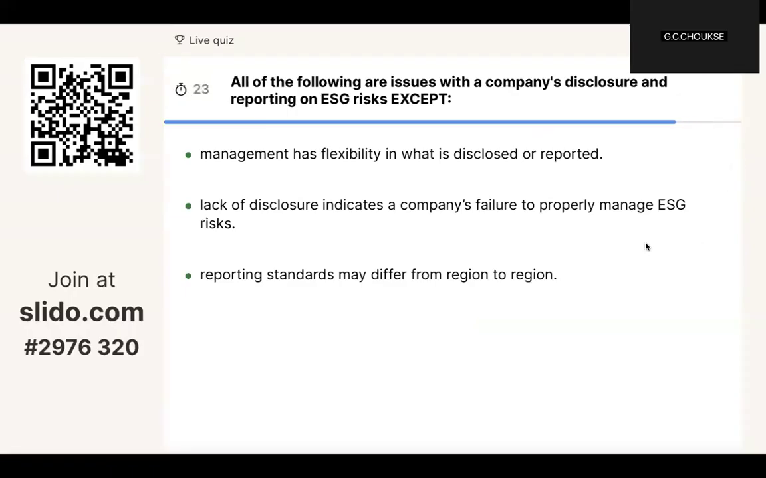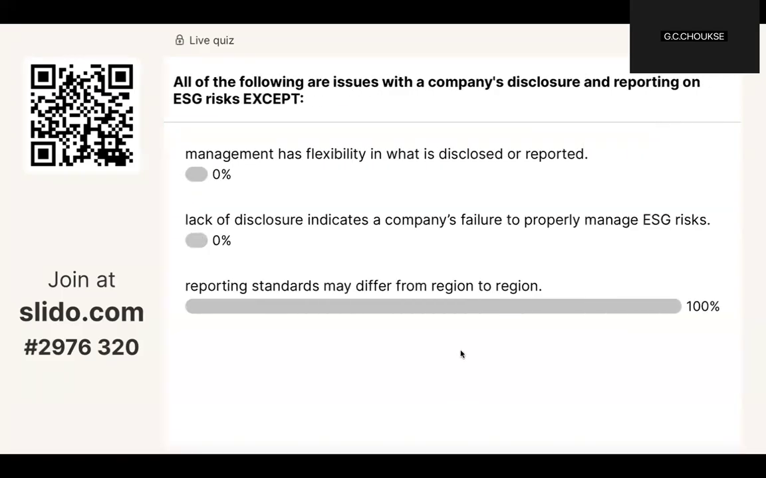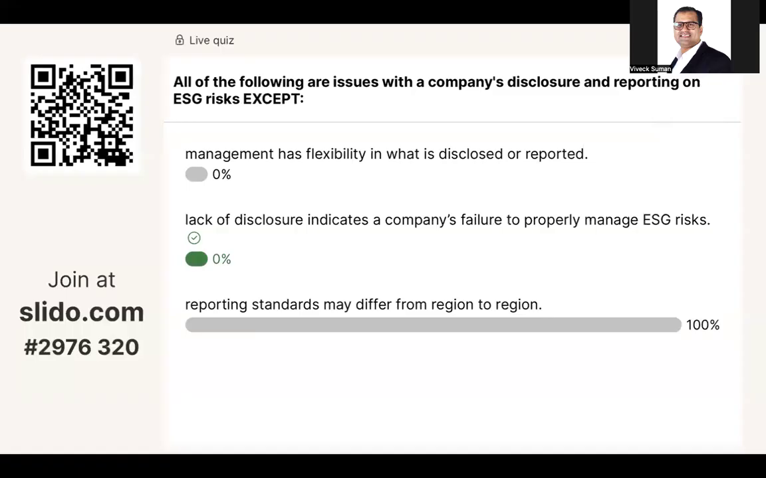All of the following are issues with the company's disclosure and reporting on ESG risks, except management has flexibility in what is disclosed or reported. Lack of disclosure indicates a company's failure to properly manage ESG risks. Reporting standards may differ from region to region. Correct answer is lack of disclosure, which indicates the company's failure of properly managing ESG risks. So whenever they don't disclose, definitely they are failing. Clear? Okay. JC Choksi ji, next question.